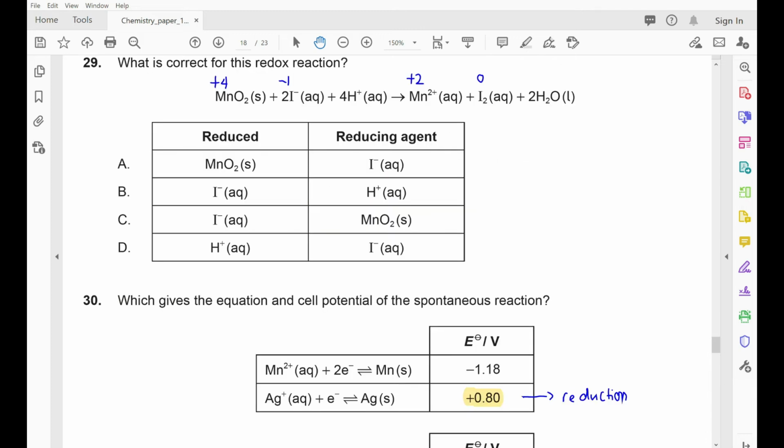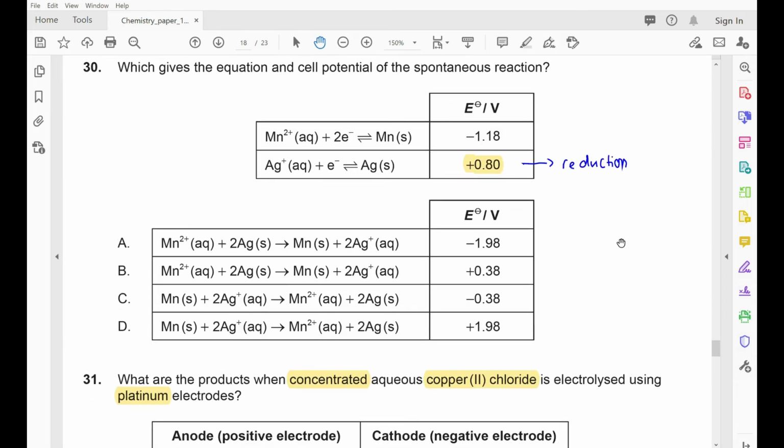Question 29. Assign the oxidation number first. Manganese is getting reduced here and iodide is getting oxidized. So A is the answer. A reducing agent is a species that gets oxidized because it reduces others. So that's iodide.